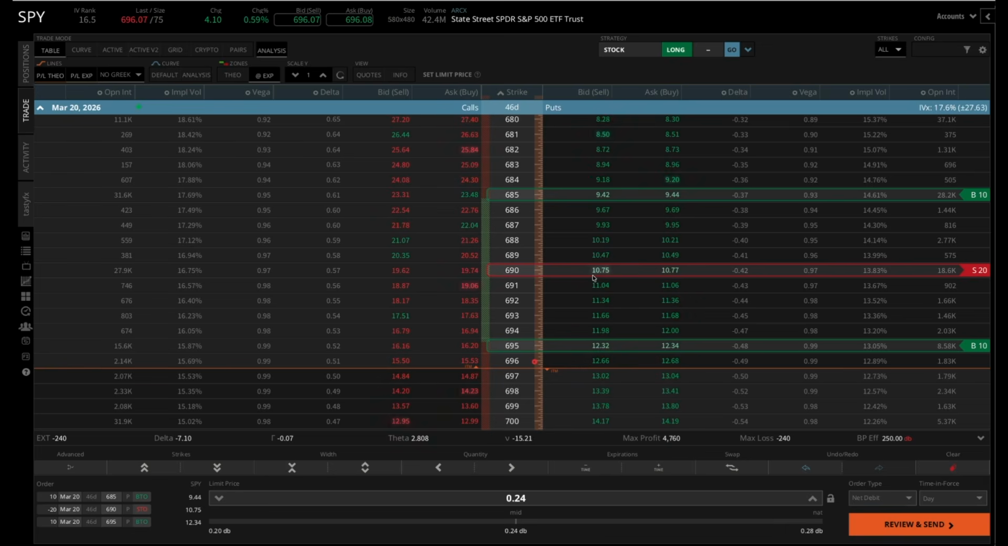So I have SPY populated in the trade tab again. We're in the same expiration cycle as the previous examples, and we're starting off with the same strikes as the previous examples. And I have repopulated the trade tab to represent a symmetric put butterfly to start. So we're long 10 of the 695s, short 20 of the 690s, and long 10 of the 685s.